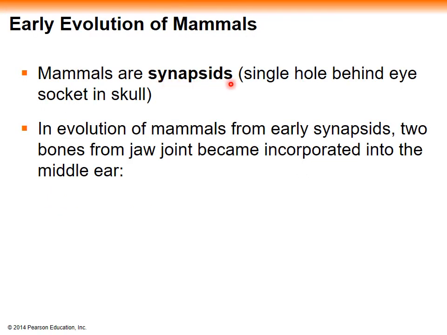So we used this term back in the previous section to distinguish from diapsids. The reptiles, mammals come from what looked like reptiles, except they had an evolutionary structure in their skull that distinguished them from reptiles. So the later synapsids, of course, became mammals, the single hole behind the eye socket in the skull. In evolution of mammals from the early synapsids, two of the bones from the jaw joint actually migrated into the middle ear, interestingly enough.